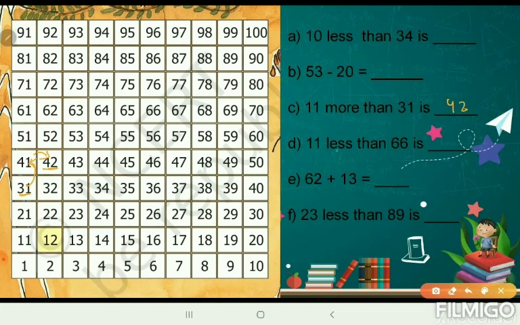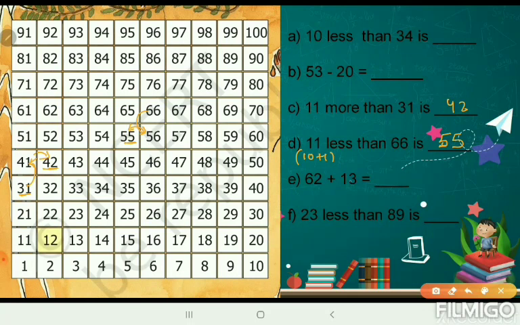11 less than 66. Now less means you have to go back or subtract, and 11 means 10 plus 1. That means first you have to go down one step for this 10 to subtract and then go backward one step for this 1 to subtract. So where is 66? 66 is here. So 11 less means you go here 10 less and minus 1. That means 55 is your answer.